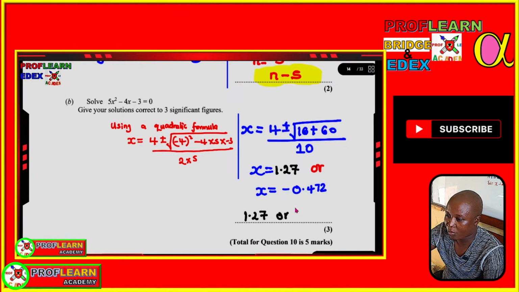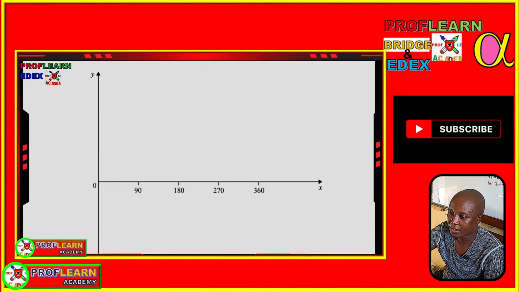So if you work it out, we need to transfer that negative 0.472, so that we can move to the next part.